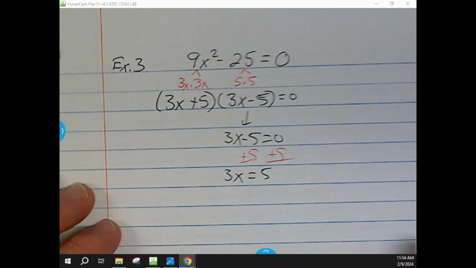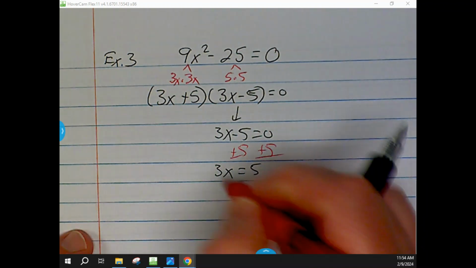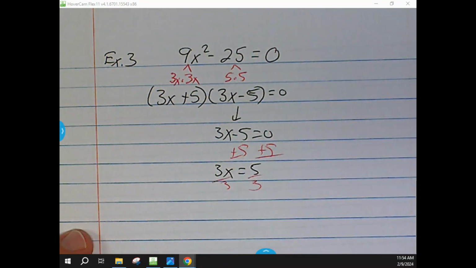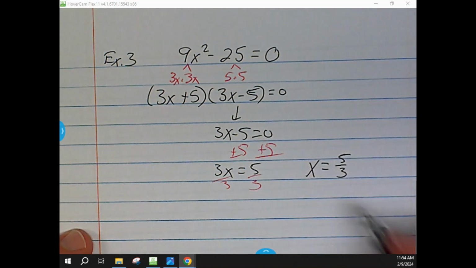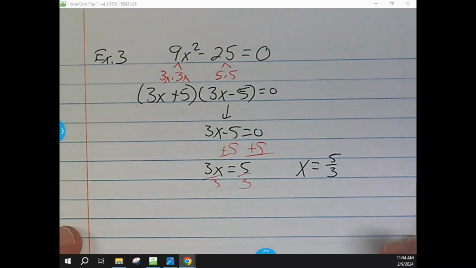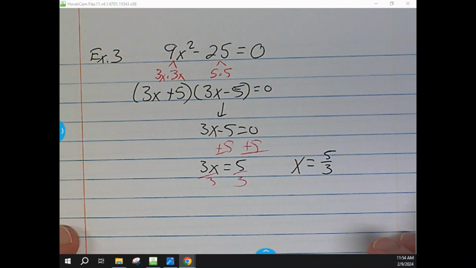If we've got 3x equals 5, we go back and divide by 3. So x would equal 5/3. And again, leave that in fraction form. You don't have to change it to a decimal. Just leave it like that. Just leave it 5/3.